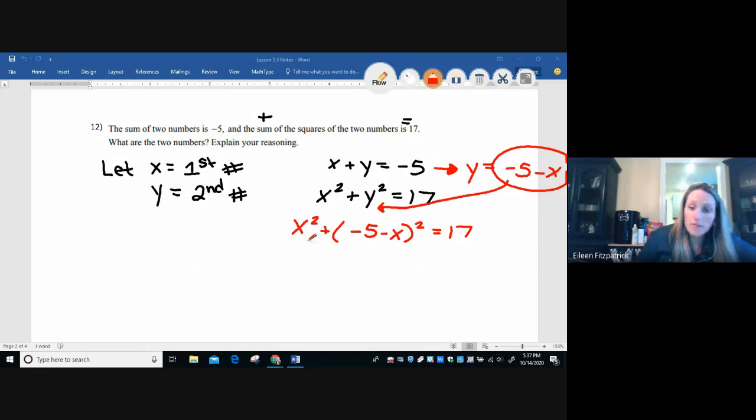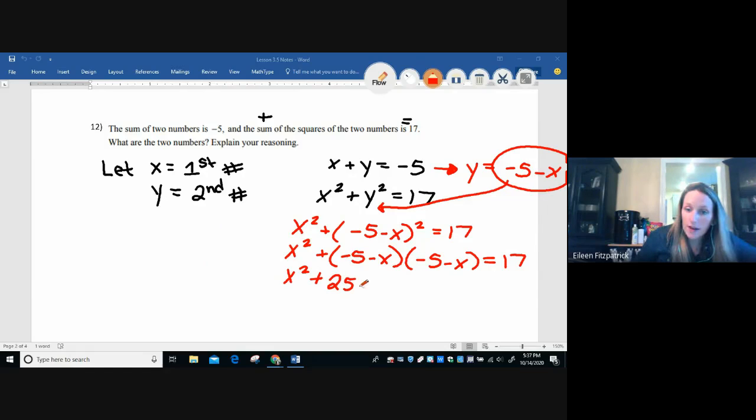I'm going to have to FOIL, right? So let me write that out. X squared plus negative 5 minus x, negative 5 minus x equals 17. So I have x squared, negative 5 times negative 5 is a positive 25. Negative 5 times negative x is a positive 5x. Negative x times negative 5 is a positive 5x. Negative x times negative x is a positive x squared equals 17.